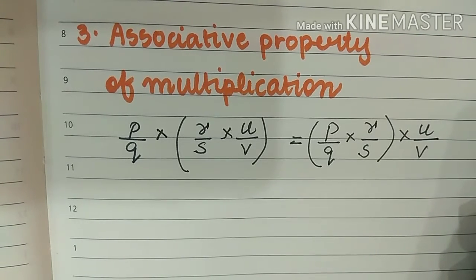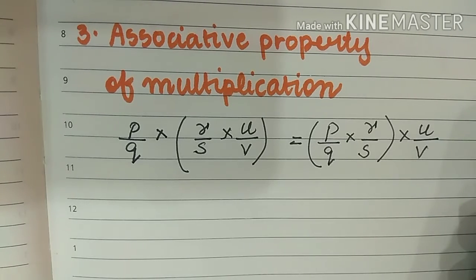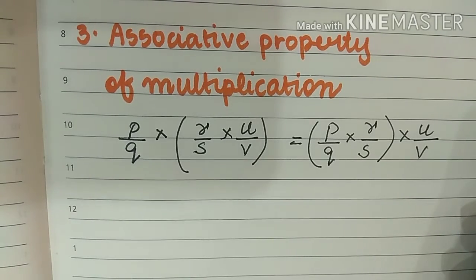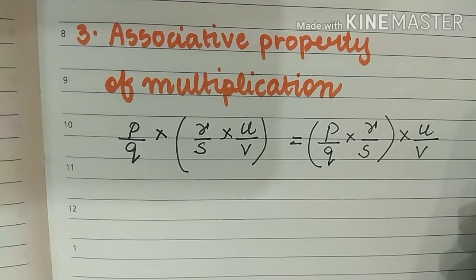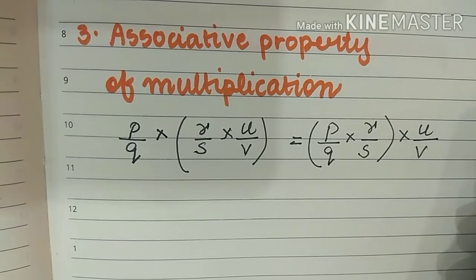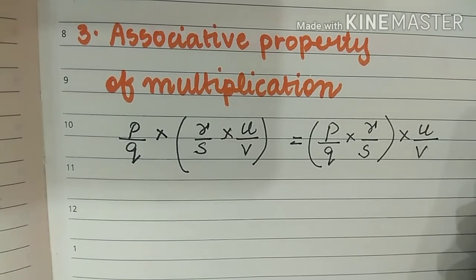So what does it mean? It means that three rational numbers can be multiplied in any order. Look at LHS here. We will multiply R by S into U by V first, and the result will be multiplied with the P by Q. We'll get a result. Again, we'll multiply P by Q and R by S. The result will be multiplied with the U by V. In both cases, the result will be the same. This is what is called associative property. It simply means you can multiply three rational numbers in any order. Alright? Result will be the same.